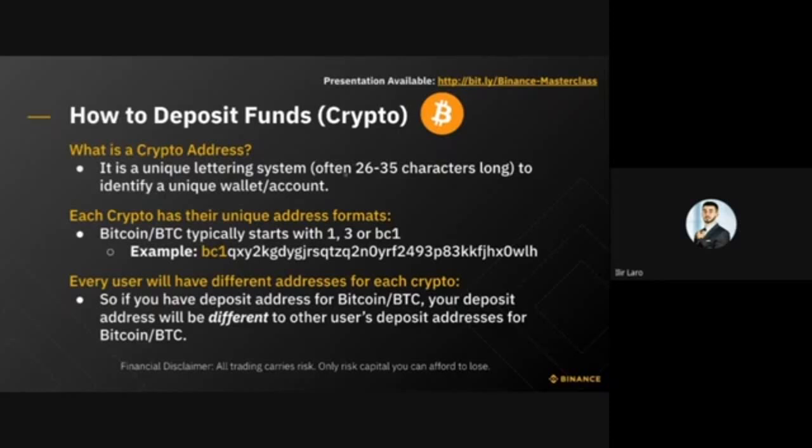And what I mean by this is, let's say I have a Bitcoin deposit address, which is BC1QX, this whole series of letters on my Binance account. Now, if you go to your account and you go to your Bitcoin wallet, you actually find out that your Bitcoin deposit address is different to mine. That means that every user will have different deposit addresses for each crypto. So that's just something to keep in mind as we move forward.